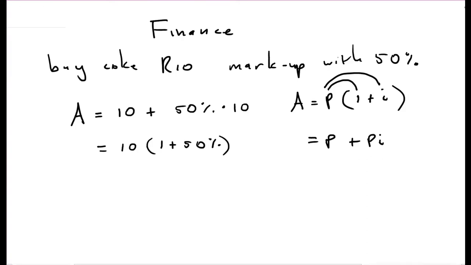Tell me, what are we doing here? What is this? Right, this is called markup. How many times does markup happen? Well, it only happens once. Why? Because I bought the Coke once, I'm going to sell it once. You're not going to mark up again.